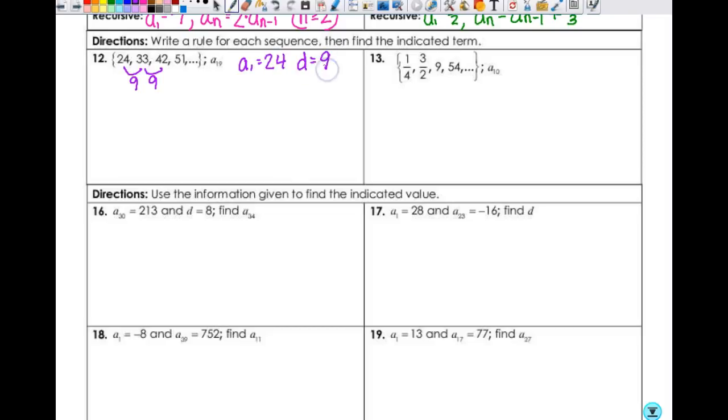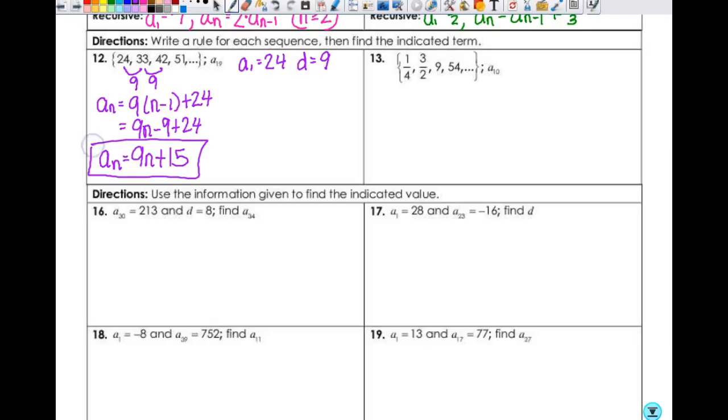D equals 9. So AN is equal to 9 times n minus 1 plus 24. So that's equal to 9n minus 9 plus 24. So I get AN is equal to 9n plus 15. So I have to have this part. These directions ask me for two things. It says write a rule, then find the indicated term. If it just said find the indicated term, then I wouldn't have to clean all this up and make it look pretty like that. I could just substitute it in from the beginning.